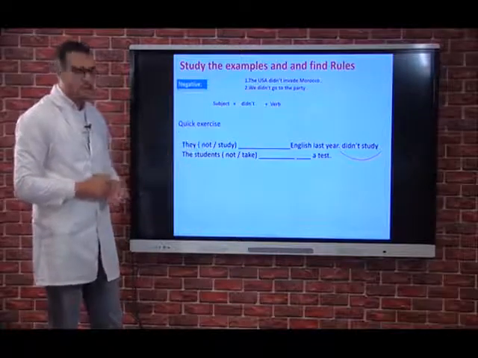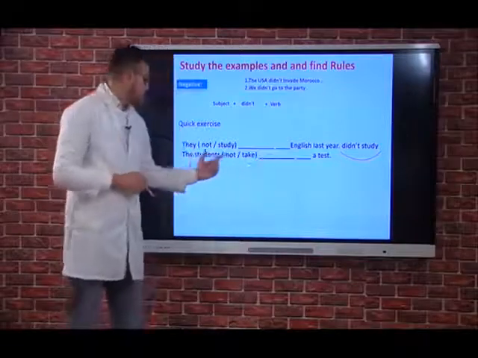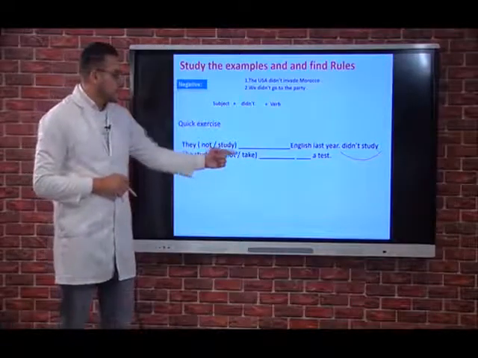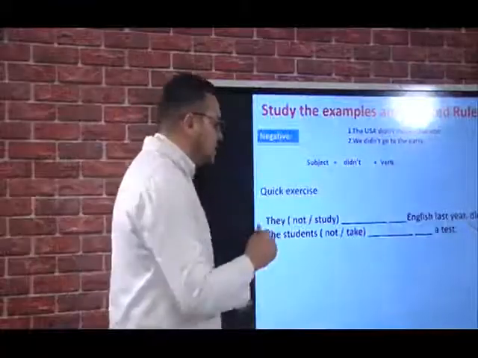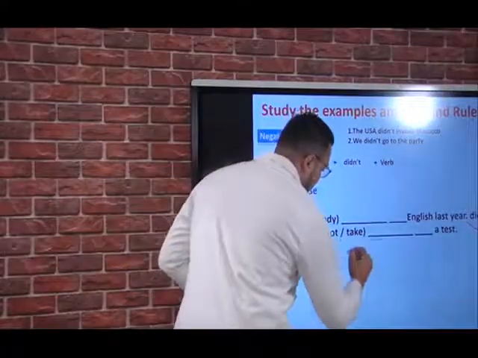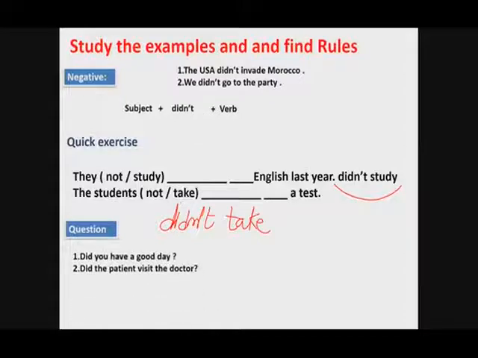So let's do the second one. We have not plus the verb to take. The students not take a test, quiz. So what do you say in here? Students, the same auxiliary, didn't take. And I keep the verb as it is. The students didn't take a test.